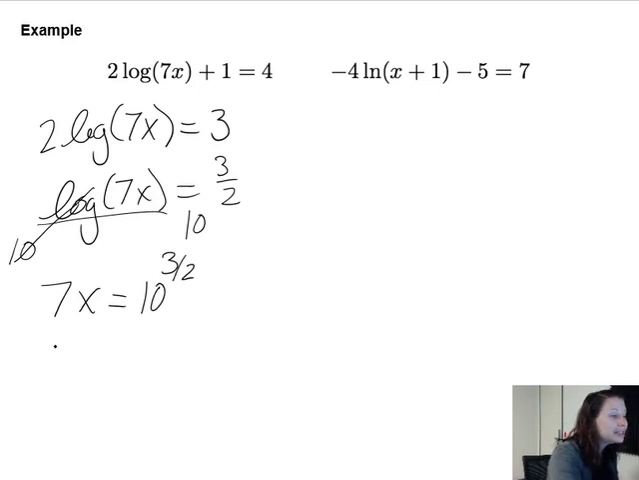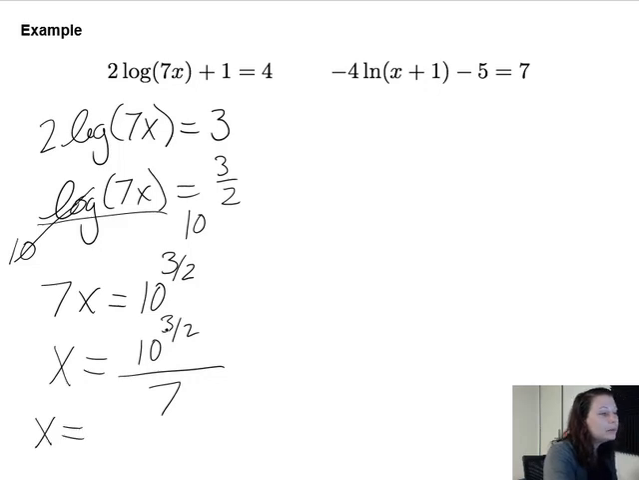Then we can divide by 7. So x is equal to 10 to the 3/2 over 7. This simplifies a little bit. We know 10 cubed is 1,000, and then we would need to know the square root of 1,000 and then divide by 7. So we can actually just know that this is approximately equal to 4.5175.